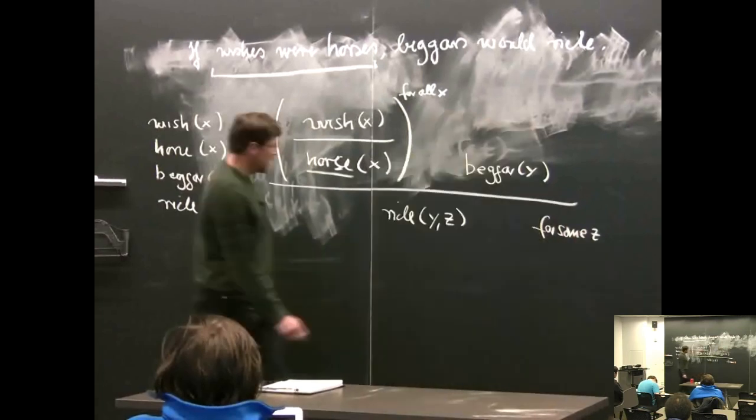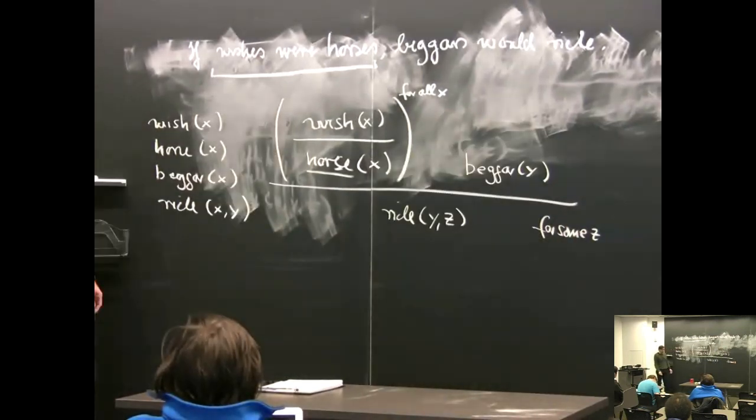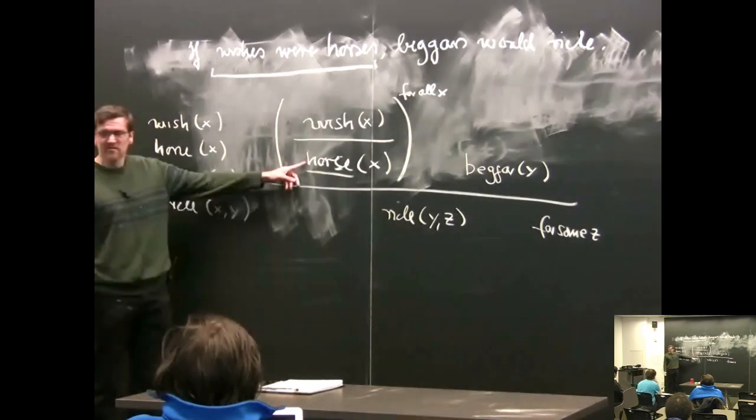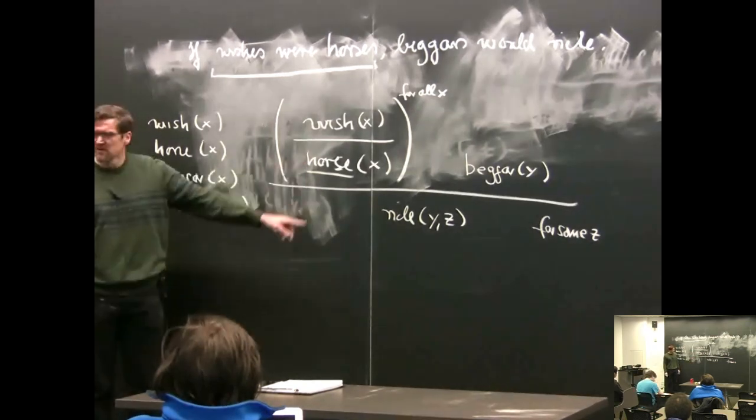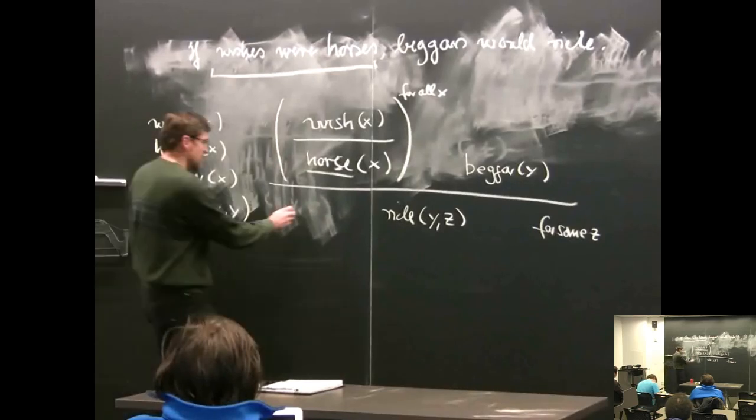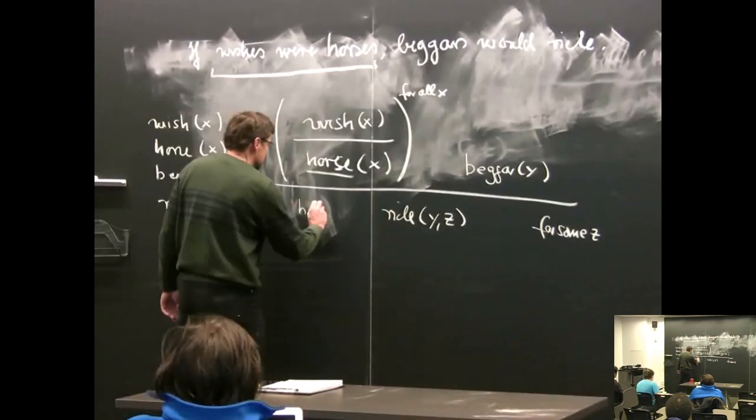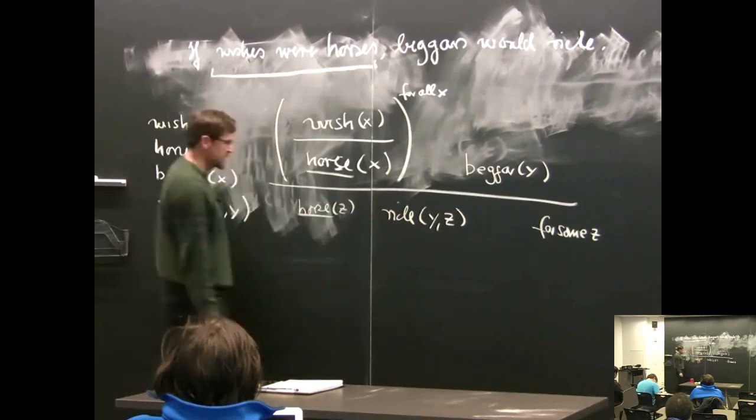Okay. And Z presumably would be a horse, but maybe it doesn't matter. Well, actually it should, because if you mention horse here, we probably should mention it here. So I guess we would probably want to say that Z is a horse. And being a horse is like an intrinsic attribute.